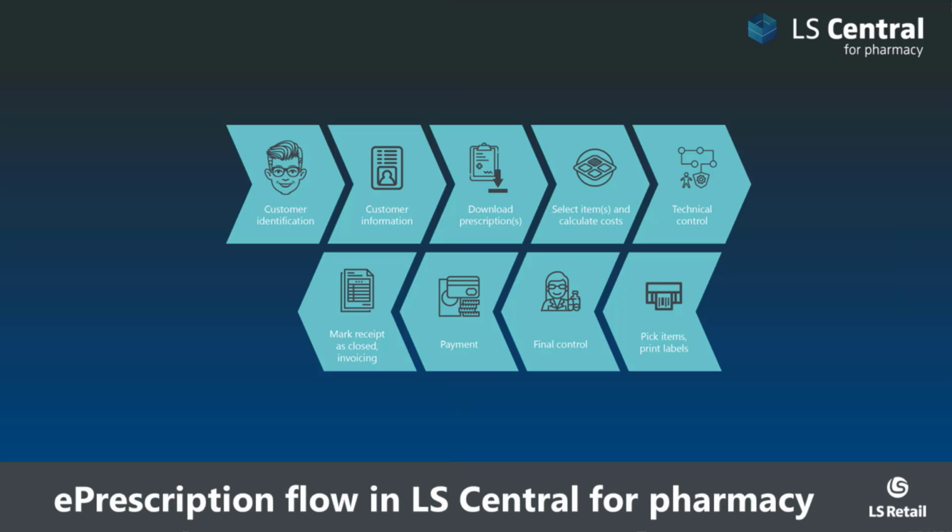Before I go into the first demo today, I want to go briefly through how the flow is. You start with the customer identification. And once you have found the customer, you can access more information about him. You will then either download prescriptions if you have the electronic ones, as will be demonstrated today, or you can add the manual paper prescription. Once you have started working on your prescription, you will select the items that are going to be delivered to the customer, and you will calculate the cost.